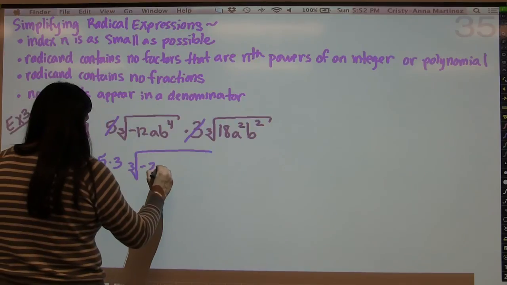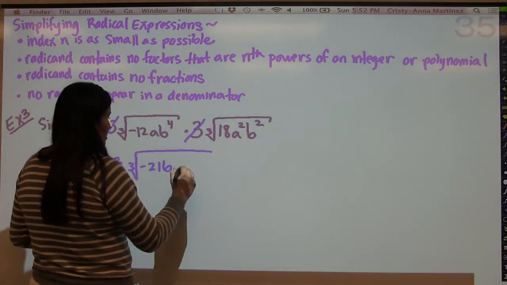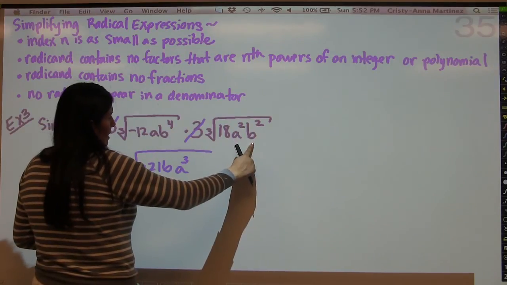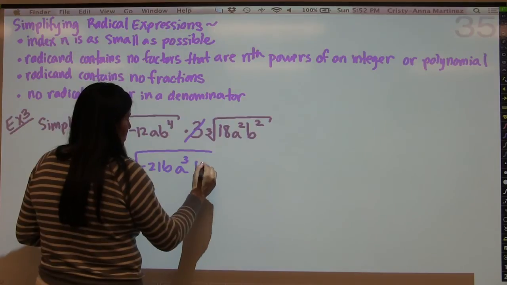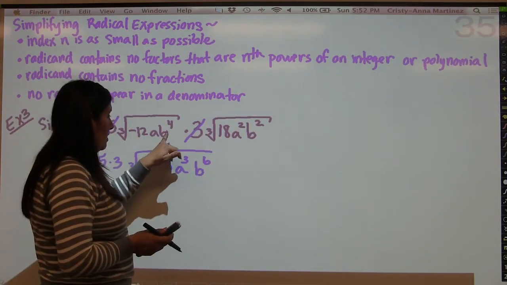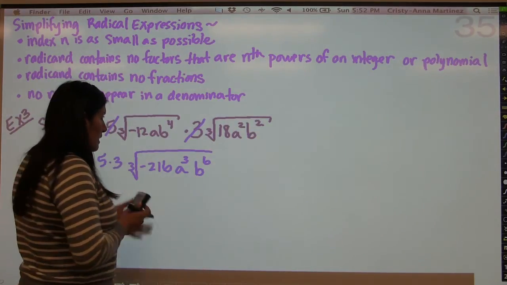And that's negative 216. And then we have a and a squared. That's going to be a cubed. And then b to the fourth and b squared is going to be b to the sixth. Because remember, you have to add exponents when you're multiplying the same bases. So b to the fourth times b squared is b to the fourth plus 2. So that's going to be 6.